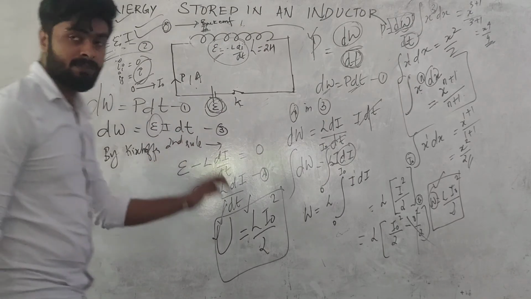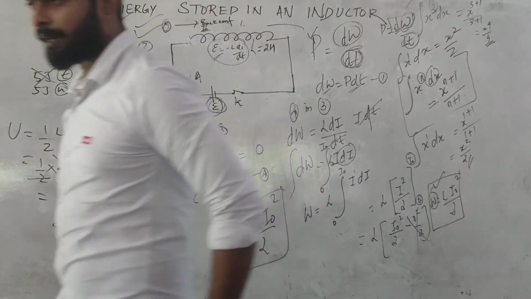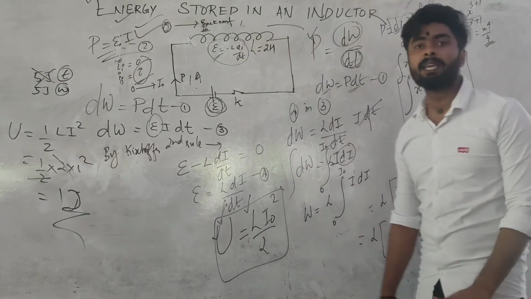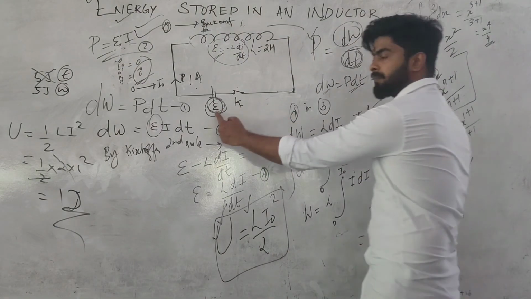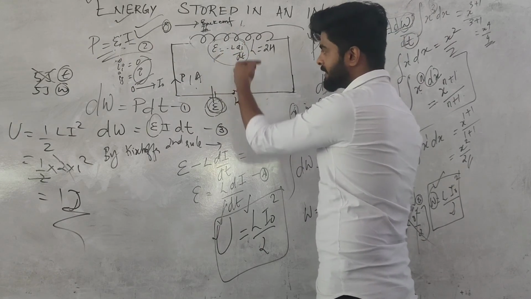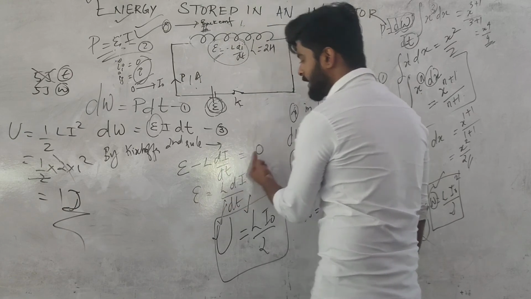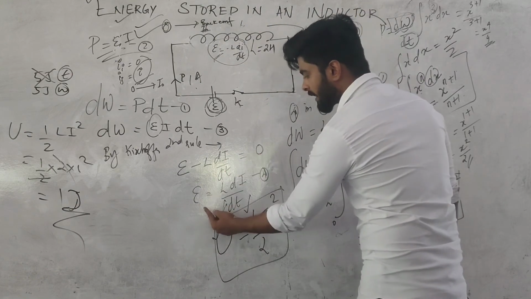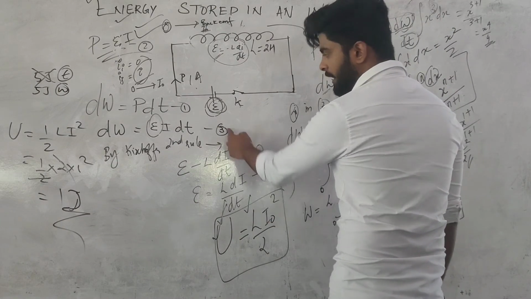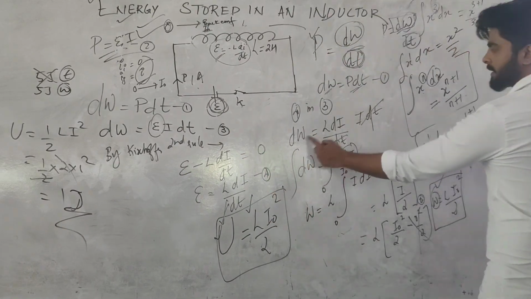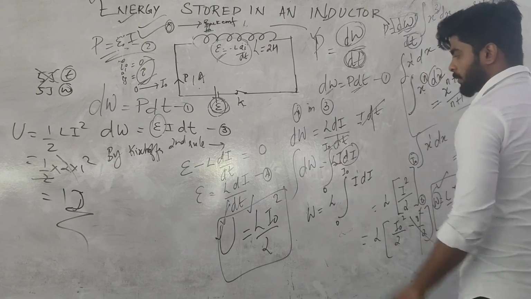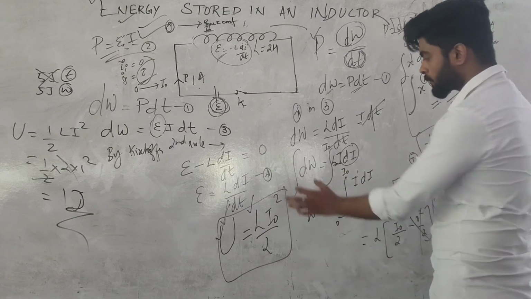Then we are going to apply Kirchhoff's second rule, which is called the voltage rule. Kirchhoff's second rule says that the algebraic sum of voltage in a closed circuit will be 0. Here we have EMF E, and here we have the induced EMF in the coil, which is minus L di by dt. So the algebraic sum comes out to be E minus L di by dt equal to 0. From there you get the EMF E, which is L di by dt. On substituting the value of EMF E in equation number 3, you get dW is equal to L di by dt multiplied by I dt. dt and dt get cancelled. You get L I dI, which is your small work dW.